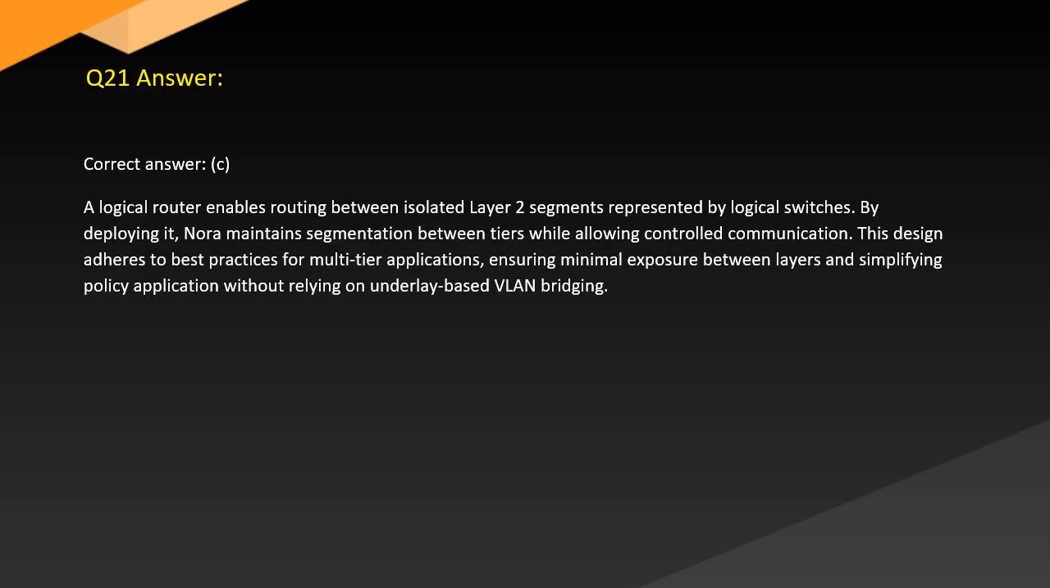Answer. Correct answer: C. A logical router enables routing between isolated layer 2 segments represented by logical switches. By deploying it, Nora maintains segmentation between tiers while allowing controlled communication. This design adheres to best practices for multi-tier applications, ensuring minimal exposure between layers and simplifying policy application without relying on underlay-based VLAN bridging.